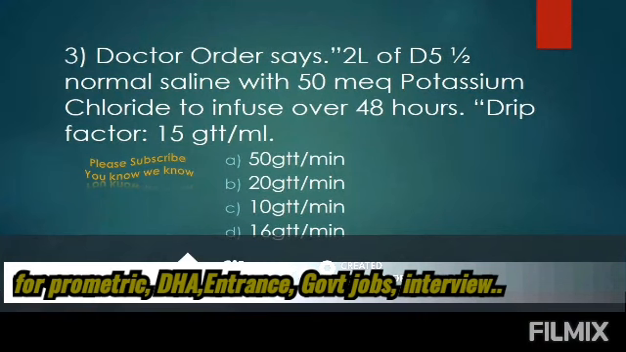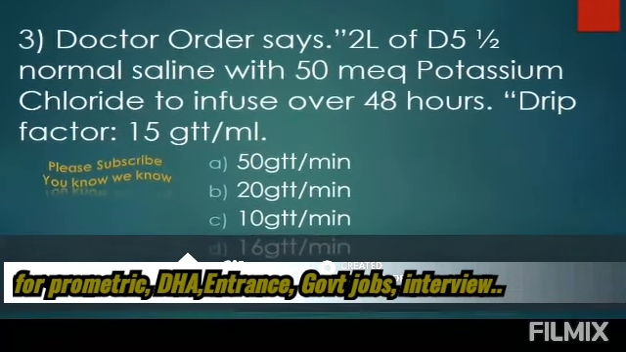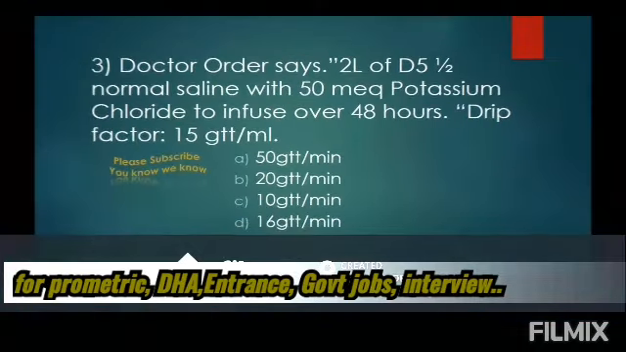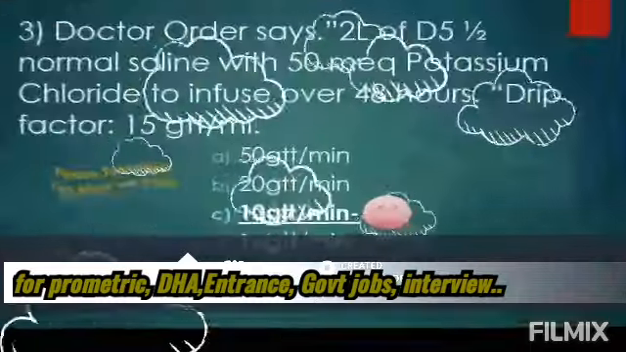Total IV fluid volume is 2 liters, 2000 ml, to be divided by 48 hours. Here the hours is mentioned, right? So we have to multiply the hours with minutes, 48 into 60 minutes. Get the answer of this. Then that is to be multiplied by the drop factor, that is 15 GTT per ml, and you are going to get the answer. Boom! Here is the answer.